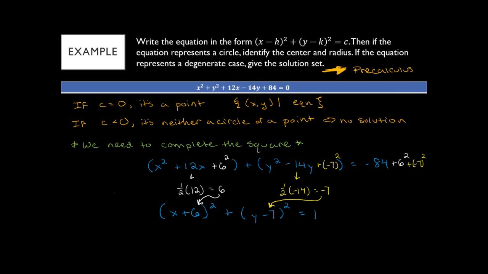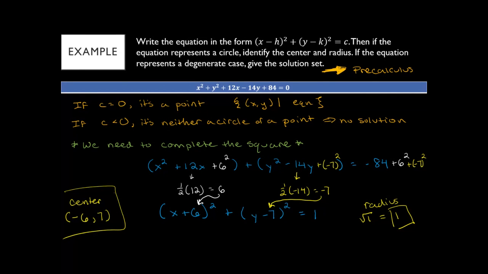So our center is h comma k, opposite sign, so it's going to be -6, 7. And then our radius is the square root of 1, which is equal to 1. So our radius is 1. Your circle is equal to r squared.